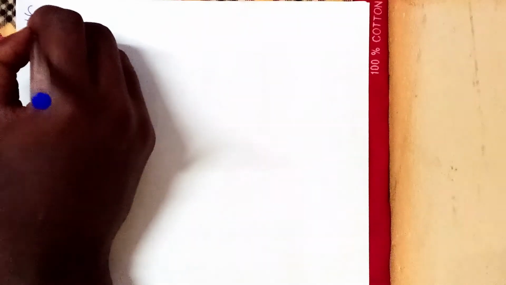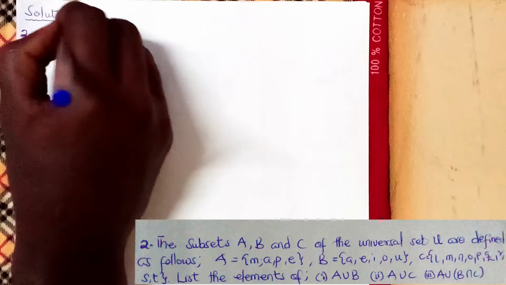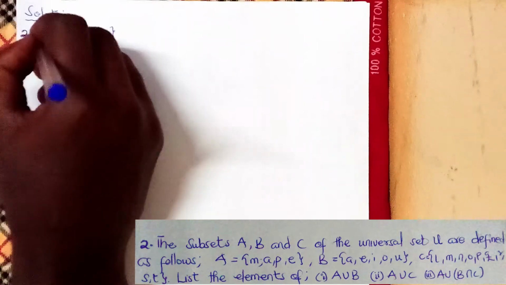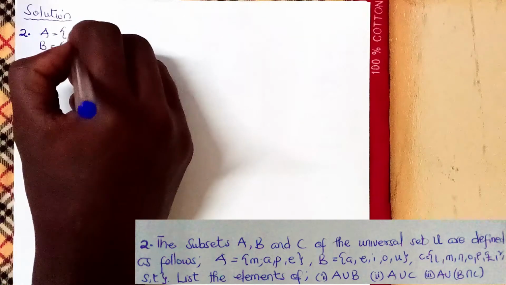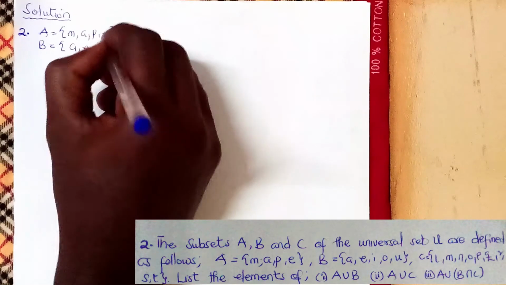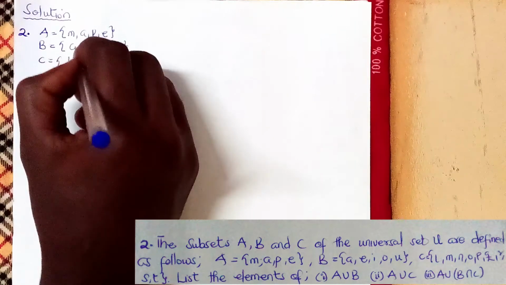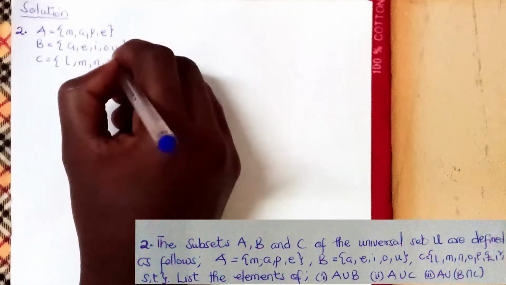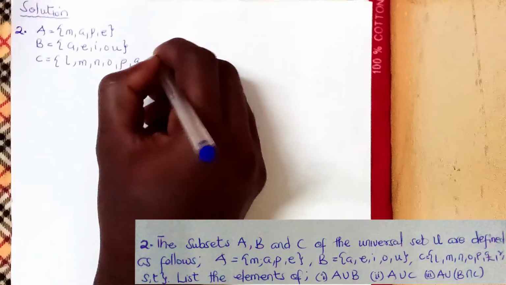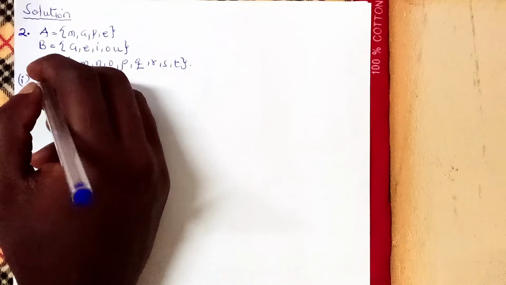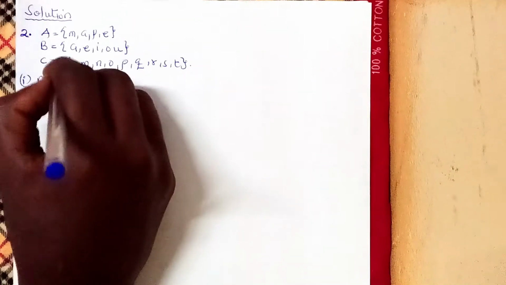Question 2. Let's jot our data down. We have A with elements M, A, P, and E. We have B with elements A, E, I, O, and U. Then we have C with elements L, M, N, O, P, Q, R, S, and T. We are asked to find A union B.